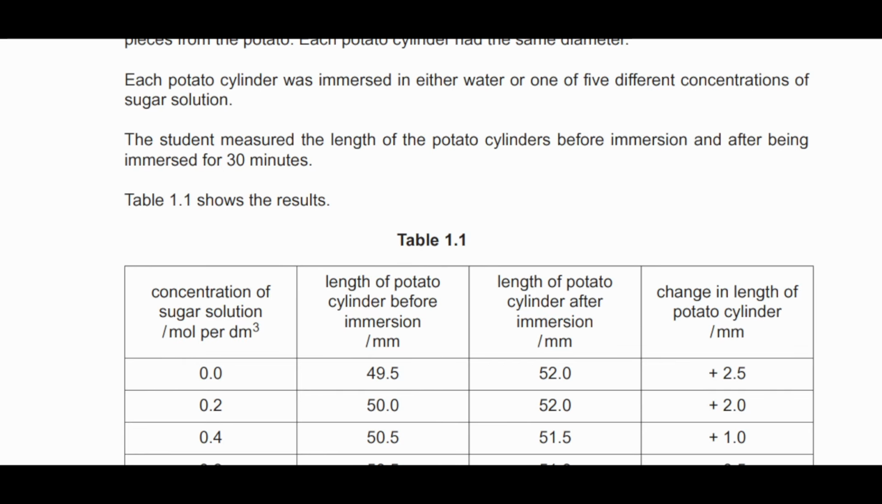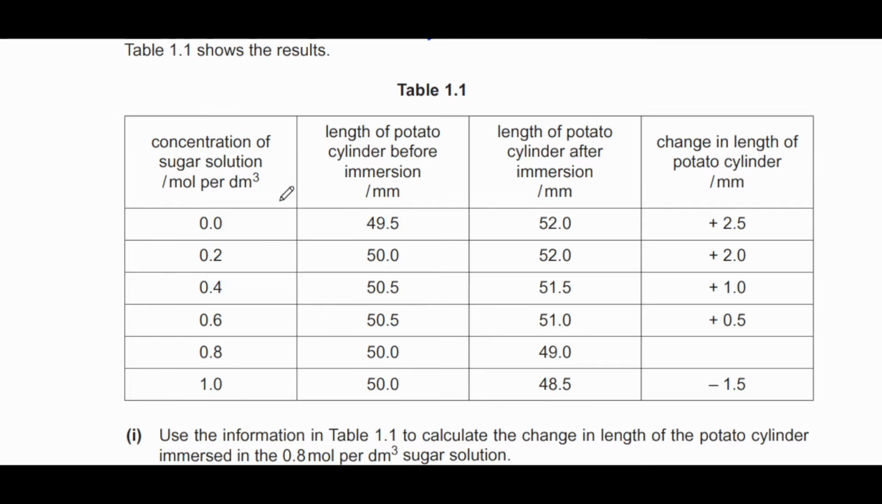So, what is this experiment about? It's about osmosis. Okay, so I did a video on osmosis, diffusion, and active transport. You can check that out if you are interested. But basically, osmosis is the net movement of water molecules, okay, from a region of higher water potential to a region of lower water potential. Okay, so we look at a table. So they gave us a few columns, right? Concentration of sugar solution, length of cylinder before immersion, length of cylinder after immersion, change in length of the cylinder.